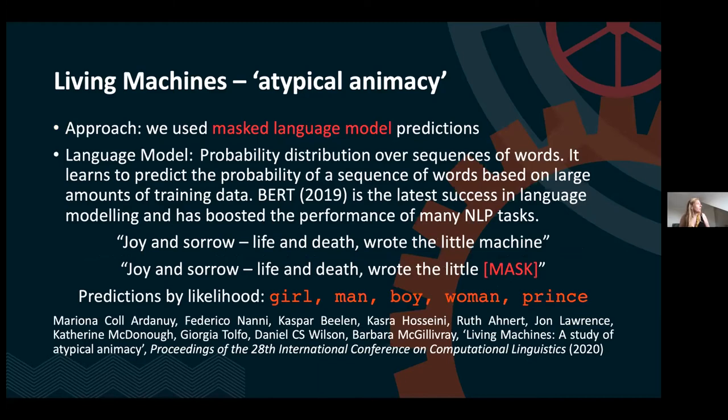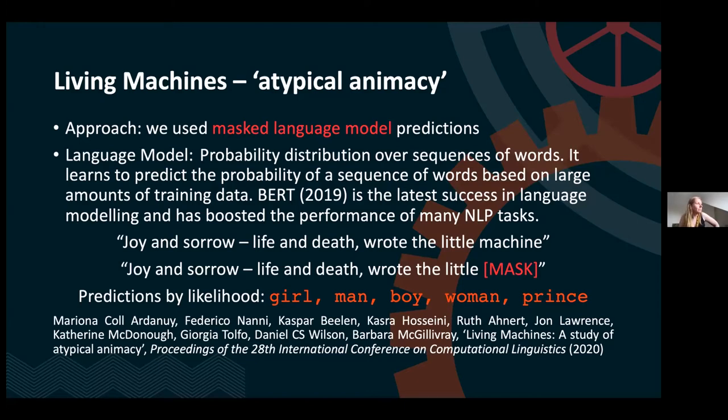So the approach we used was what's known as masked language model prediction. For those of you unaccustomed to computational linguistics and natural language processing, a language model is a probability distribution over sequences of words. It learns to predict the probability of a sequence of words based on a very large amount of training data. And you might have heard of BERT, which is a 2019 model, and it's a success story. It's the cutting edge in modeling, and it's been really boosting the performance of many natural language processing tasks.